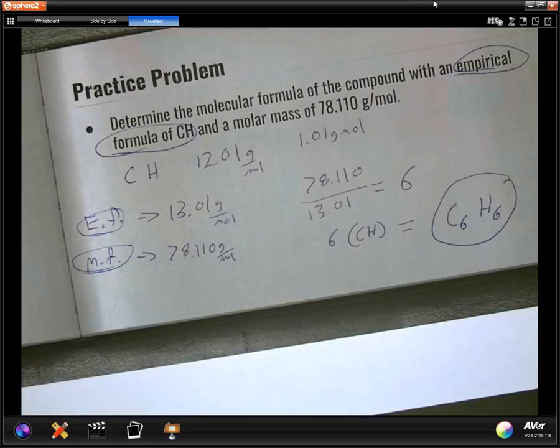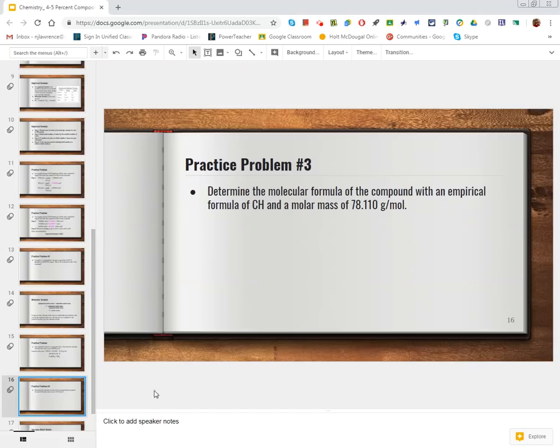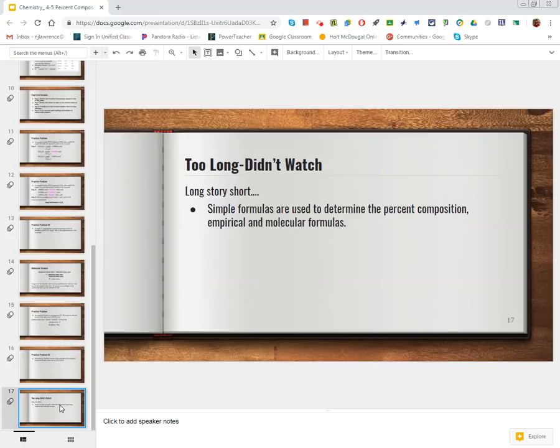We'll practice this in class again. I'm sure some of you might have questions about this, but that's this video. So again, long story short, we can use these simple mathematical formulas to determine percent composition, empirical and molecular formulas. I hope you have a great day.